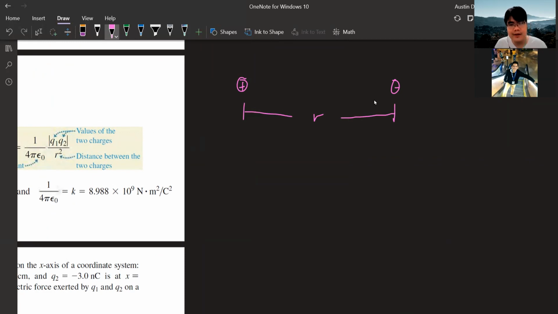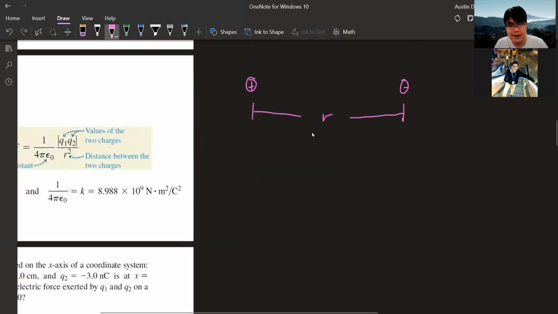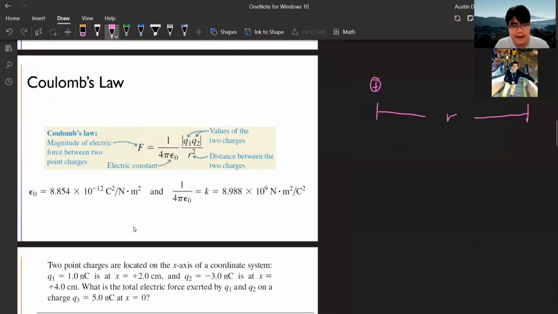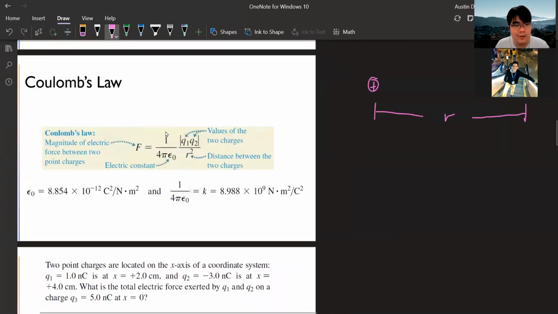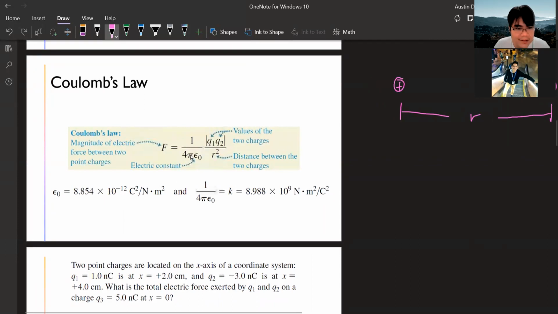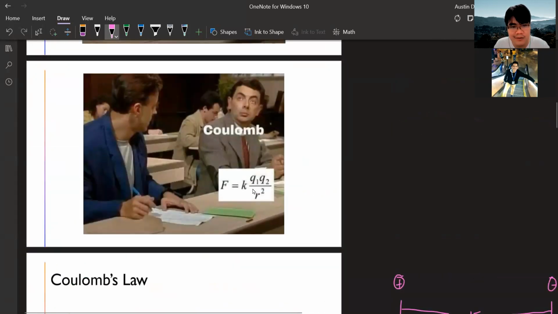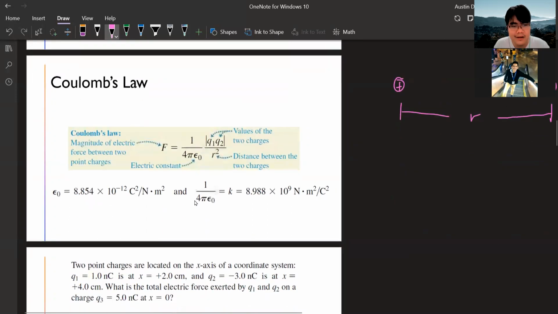Then, the force between them is this much. So 1 over 4 pi epsilon naught. Pi is pi. Epsilon naught would be this constant, 8.854 times 10 to the negative 12. This whole thing, the 1 over 4 pi epsilon naught, we usually write as K. So the 1 over 4 pi epsilon naught, it's K.